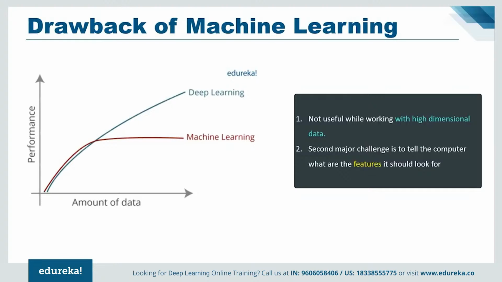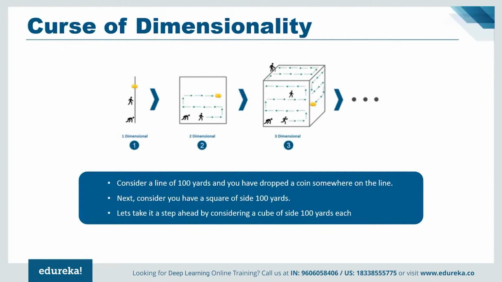Now, to understand this in simpler terms, let's consider the following image. Consider a line of 100 yards, and you have dropped a coin somewhere on the line. It's quite convenient for you to find the coin by simply walking on the line. This very line is a single dimensional entity. Next, consider a square of 100 yards, and yet again you drop the coin somewhere in between. Now it's quite evident that you are going to take more time to find the coin within the square as compared to the previous scenario. This square is a two-dimensional entity.